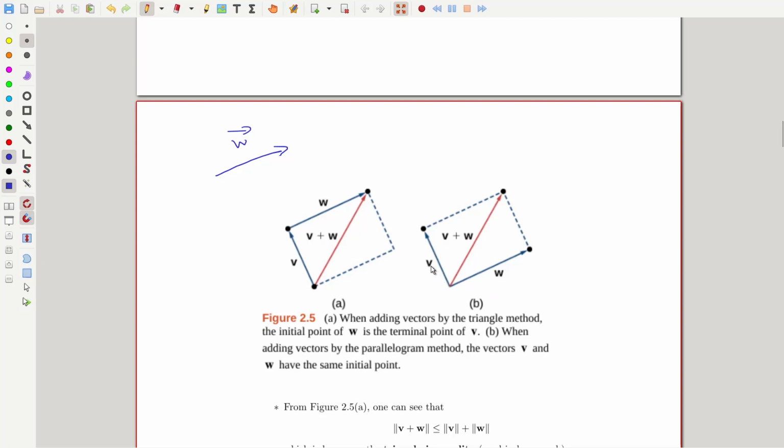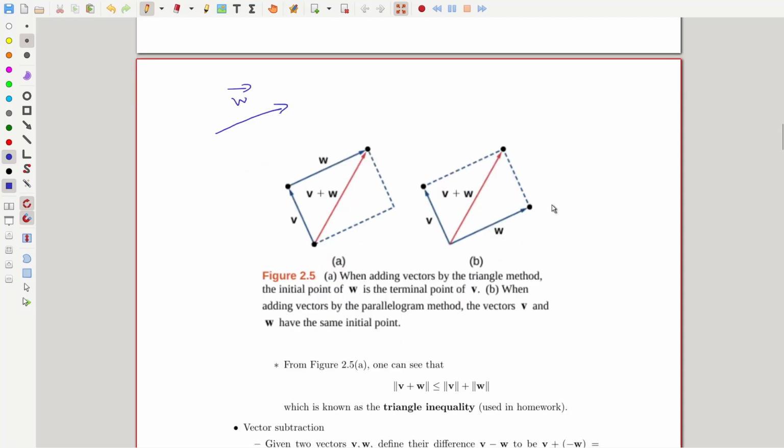So that involves you like sliding this v over here, this w over there. Those are the dashed lines. And then the sum is the diagonal of that parallelogram, starting at the tails, and then ending at the tips. So initial point, terminal point, right? So either way, either procedure you use, you're going to construct the same vector. Okay.